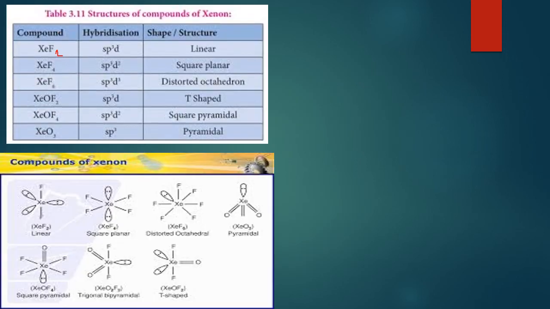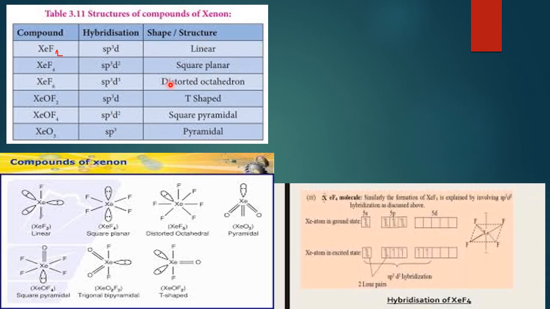Now we are going to learn about the structure of xenon compounds. So we know the xenon compounds can be XeF2. Here there is a correction in the textbook, so you can make a correction there. This will be XeF2, not XeF. So XeF2, XeF4, XeF6, XeOF2, XeOF4, XeO3. These are the compounds of xenon where the hybridization is given, as well as the shape of all of them. So you know how to calculate the hybridization.